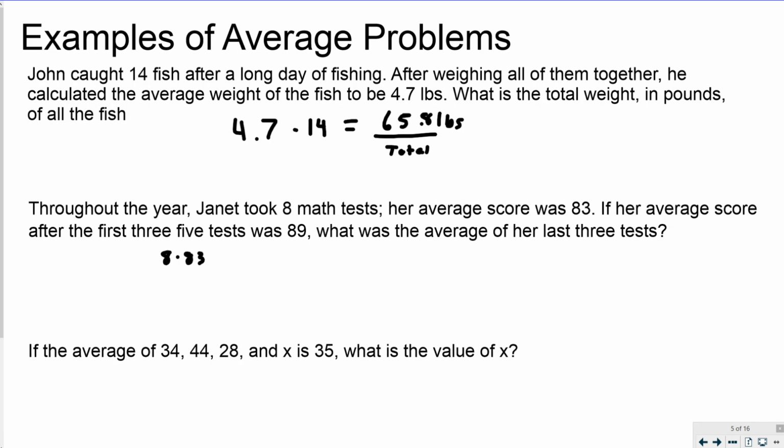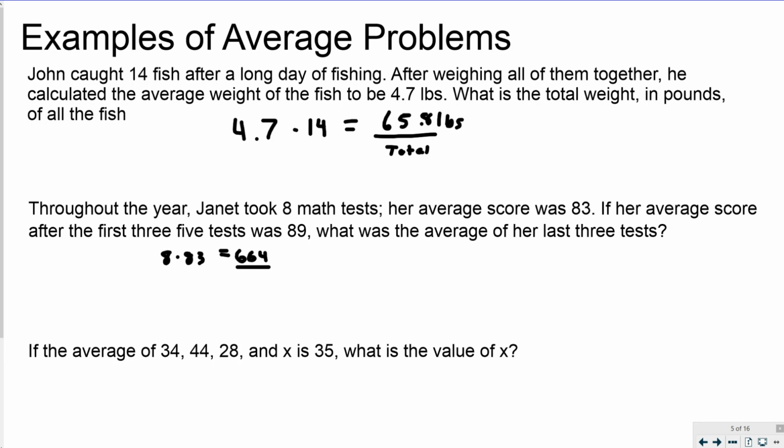8 times 83 is 664. So to achieve that 83 score, she had to have scored 664 points on those 8 tests.